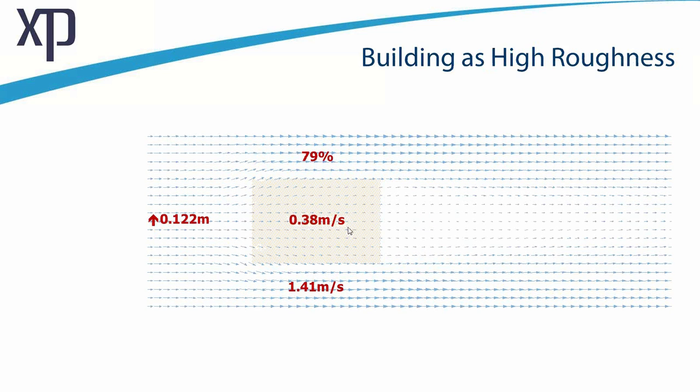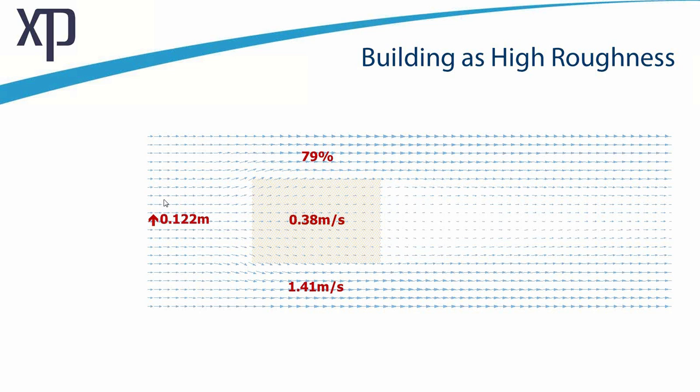Another very common approach is just to specify a high Manning's n. In this case, I think this was a Manning's n of 0.3, and turning all those cells from 0.03 into 0.3 pushed the water level upstream to about 0.122 meters, so it's a bit lower than completely blocking the building out. 79% of the water flows around the building in this case, and about the remaining 21% goes through the building.